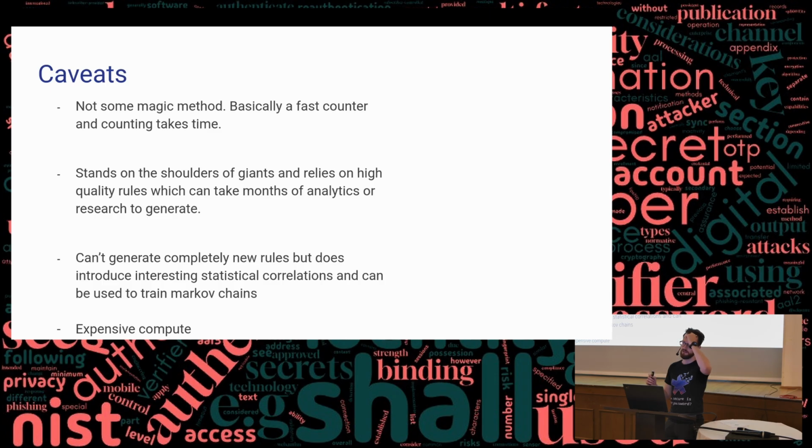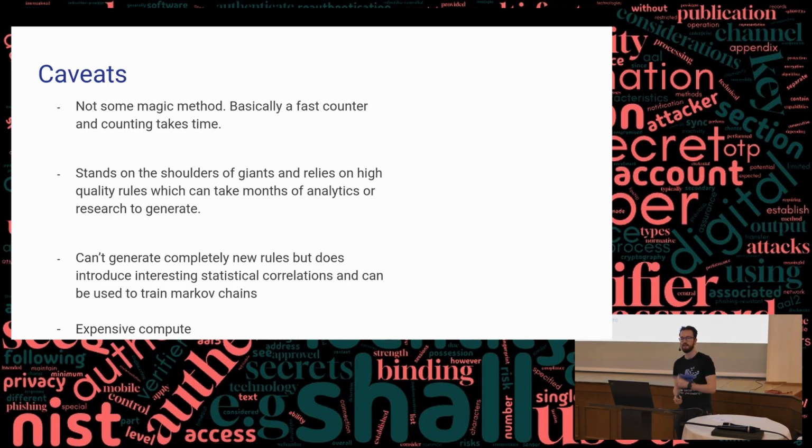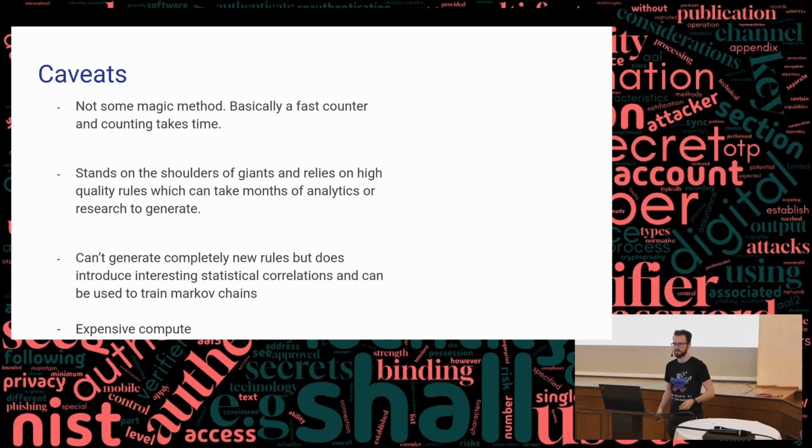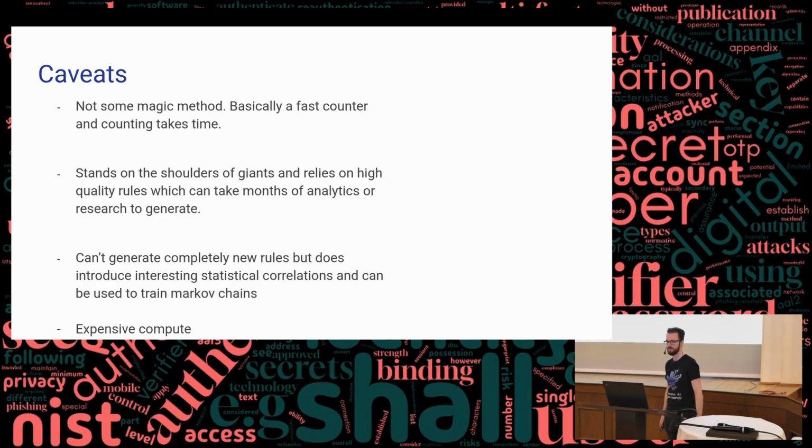So there are some caveats to this method. It's basically just a very fast counter. It takes time, and there are optimizations that still can be had. So I'm also looking towards the community to help with optimizing it further. It doesn't generate any new rules. It just takes the 400 different rule sets, combines them, and chooses which one it likes most. It stands on the shoulders of years of research. And it's an expensive compute. There's quite a bit of graphics cards being burned here.